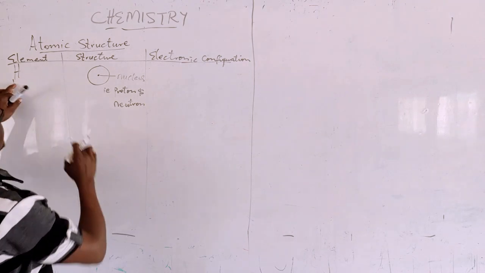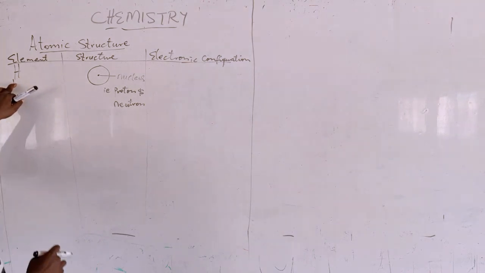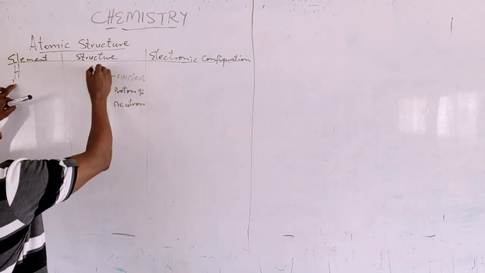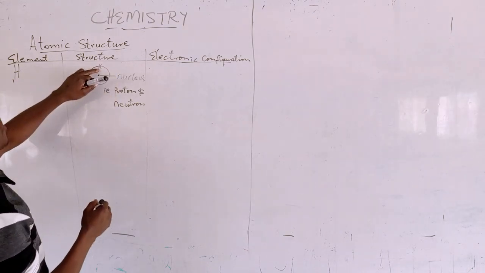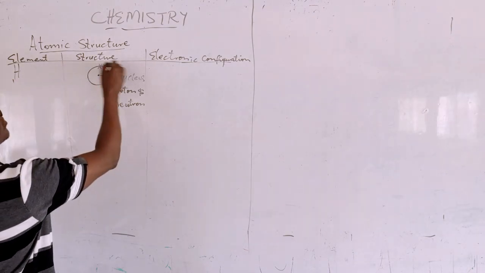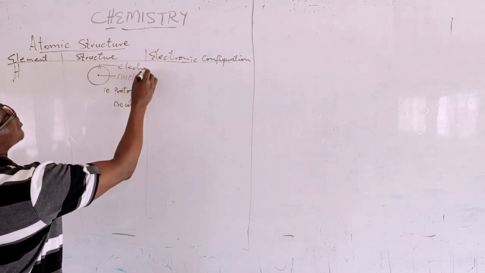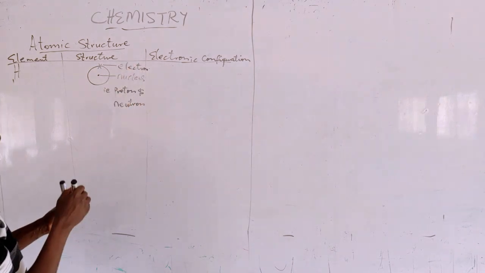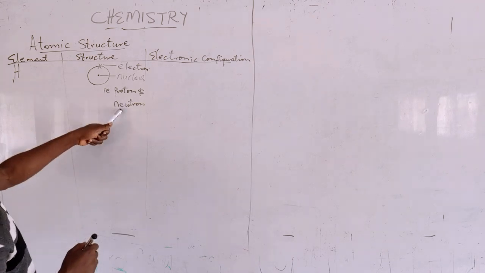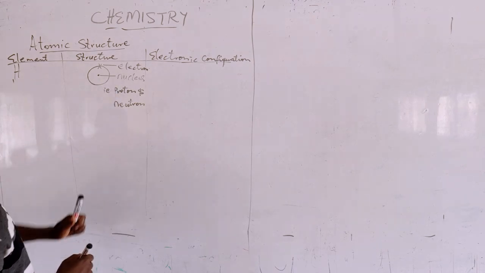So hydrogen having one proton will also have one electron. So this is my electron now. Remember, proton and neutron are in the nucleus.